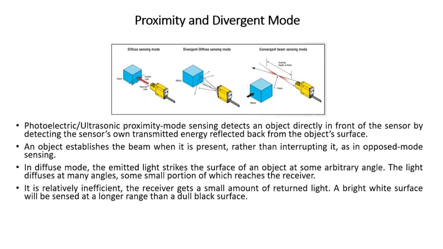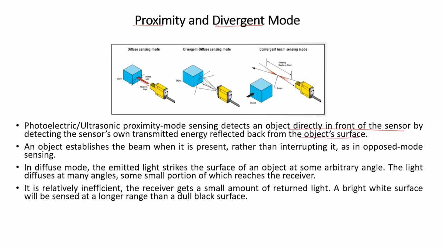Now, there can be another type, which is called the proximity and divergent mode. Okay, so what does it do here? Well, photoelectric or ultrasonic, both of them can be used in this case, either photoelectric light-based or ultrasonic sound-based. Proximity sensing detects an object directly in front of the sensor by detecting the sensor's own transmitted energy reflected back from the object surface.